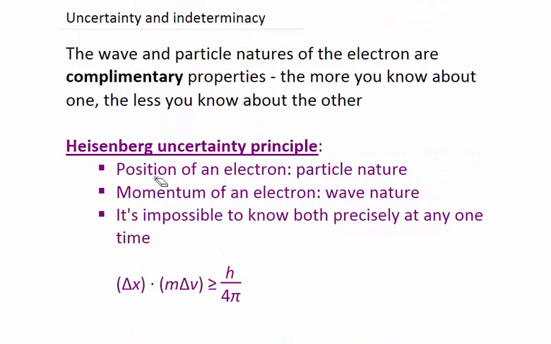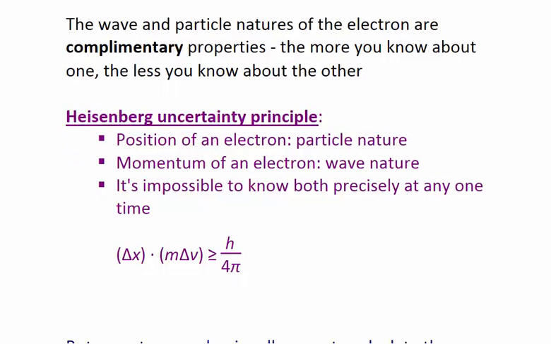The position of an electron comes straight from its particle nature. There is no position of a wave. Okay? A wave is just a wave. There's no point to it. So if there's any kind of property of an electron that has to do with it being at a certain point, that's a particle-like property. But the momentum of an electron is actually more of its wave nature. Okay? That has to do with more of direction and the kind of the way it's going. But it's impossible to know both of those precisely at one time.